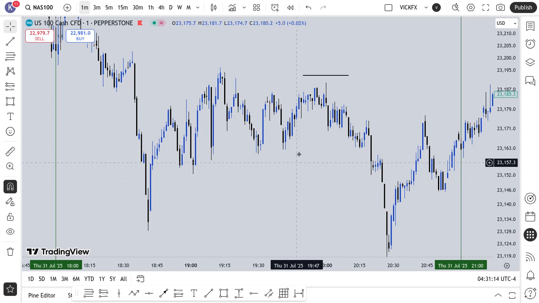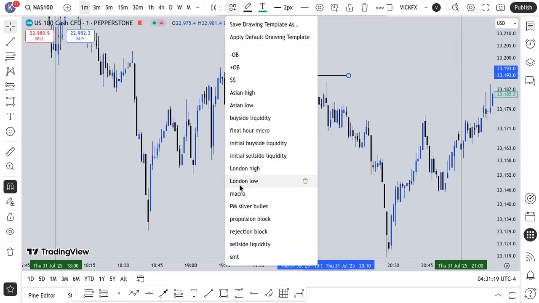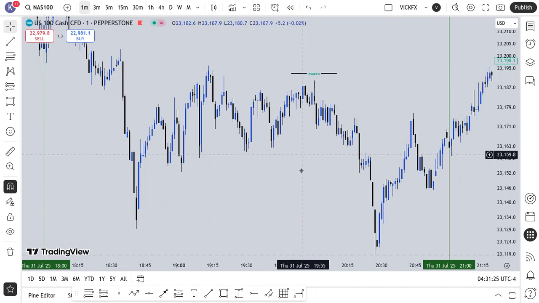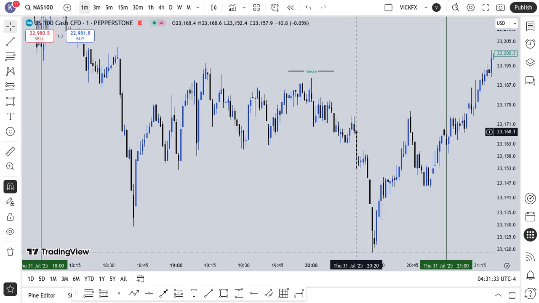So I'm going to call this macro. Yeah, so that is between 1950 and 2010. So at this specific time, I'm expecting price to have a reversal. I'm expecting three things. Number one, a grab of liquidity, then a reversal, then an inefficiency.